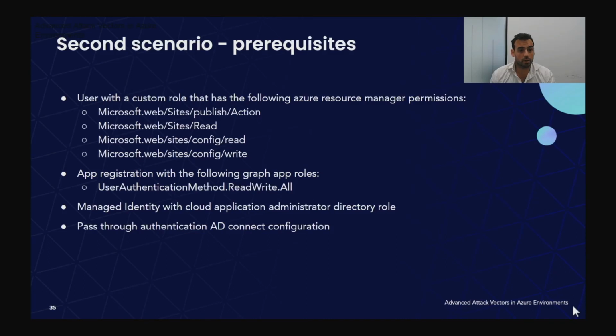Let's see what the prerequisites are for this second scenario. So we need a user account with a custom role that has the following Azure Resource Manager permissions. Next, we need an app registration with the following Graph app roles. We need a managed identity with a Cloud Application Administrator directory role, which is attached to that function app, and a password authentication AD Connect configuration.